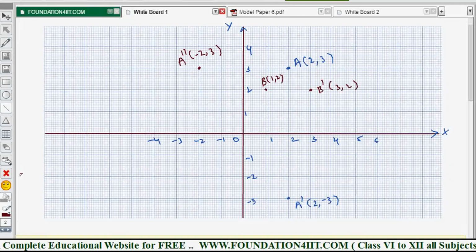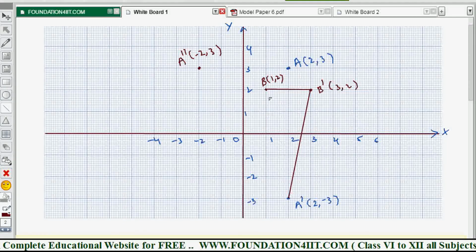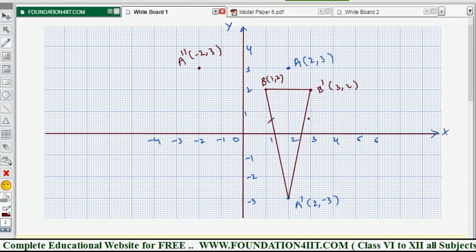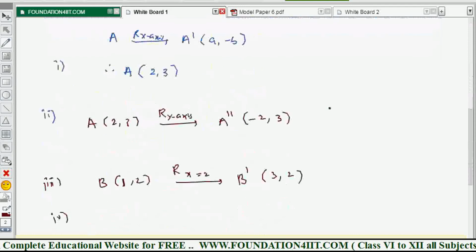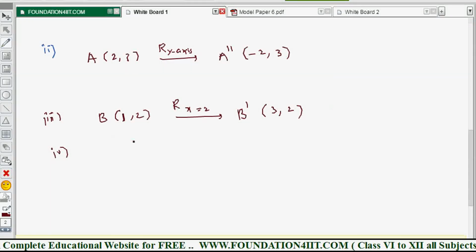If you join these lines, what shape do you get? This is exactly centered to the B dash. That means A dash B and A dash B dash sides are the same. If you observe, these two sides are equal. This is different, 2 units. When two sides are equal and one side is not equal to the other two, it is an isosceles triangle. Therefore triangle A dash B dash B is an isosceles triangle.